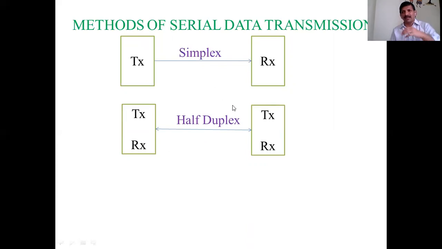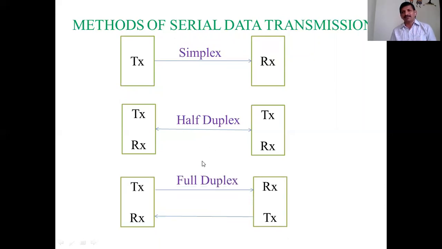Next, half duplex. Here, like our interaction, the transmitter sends the information to the receiver, but at a time, only one-way communication, either transmitter to receiver or receiver to transmitter. That is called half duplex communication.